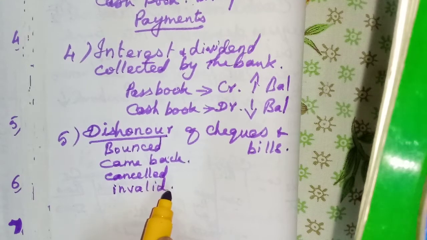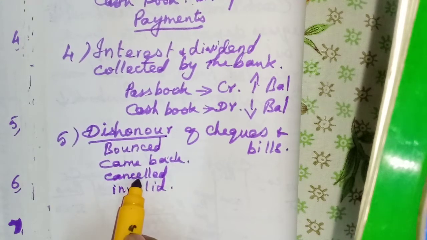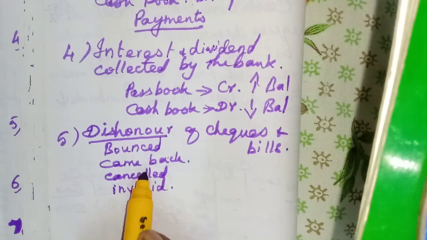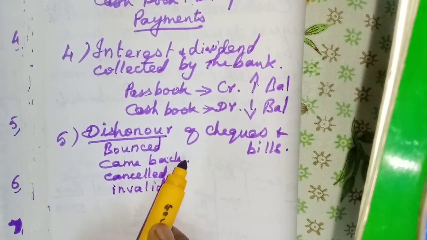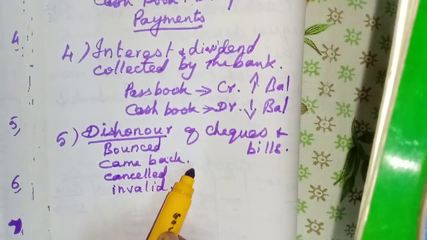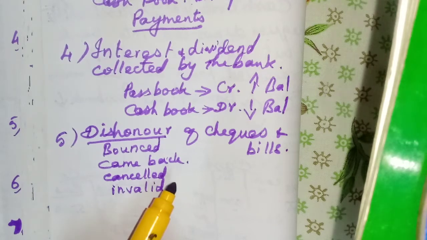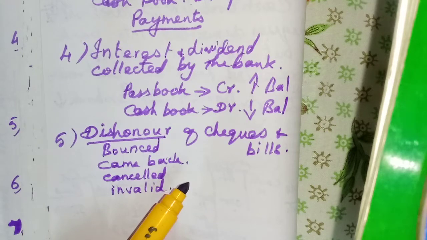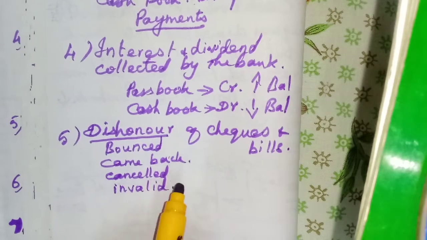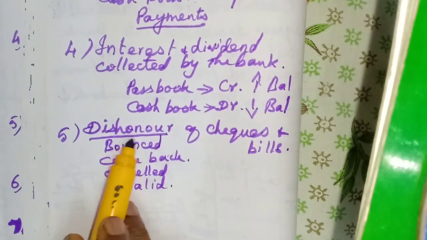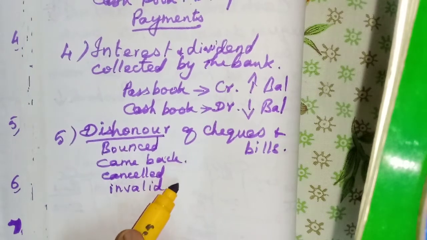Why is it becoming invalid, why is it cancelled, why did the check bounce? Because in that customer's account there may not be enough cash balance. The bank balance may not be there. That is why it is coming back. Only if he has enough balance in the bank account can that bank debit that check. So if it comes back, if it becomes invalid, that is called dishonor of checks.